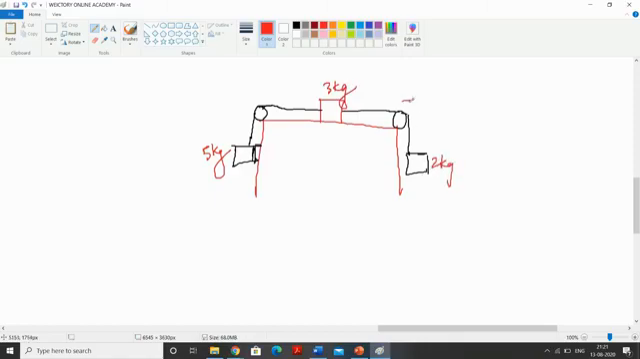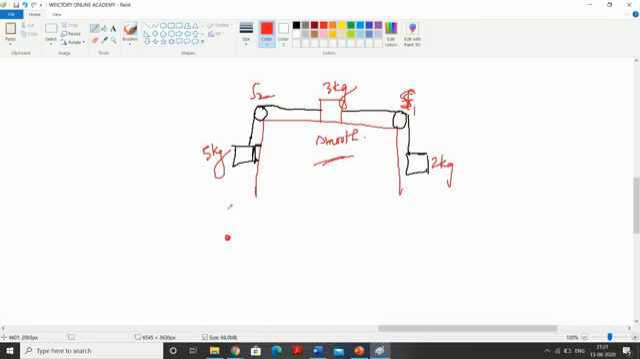Here is the string T1 and here is the string S1. This is string S1, this is string S2. What we need to find out here is the tension in string S1 and S2 and the acceleration of the system. And these are smooth. So let's draw the free body diagram.